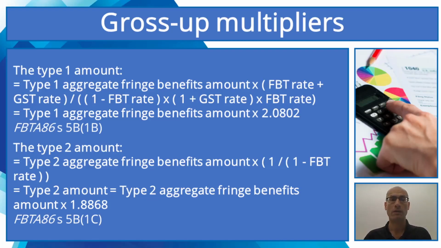So where you've calculated the amount of aggregate type 1 fringe benefits, you simply multiply that by 2.0802. That's just what the amount is based on the current FBT rates and GST rates. And for type 2 amounts, it's the aggregate fringe benefit of type 2. So in other words, things that are not subject to GST and no input tax credits can be gained under the GST system. You add those fringe benefits together and multiply that by 1.8868.